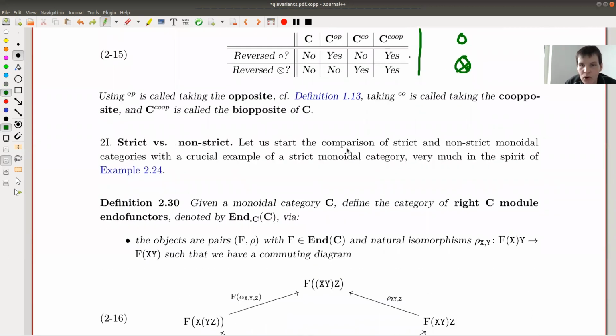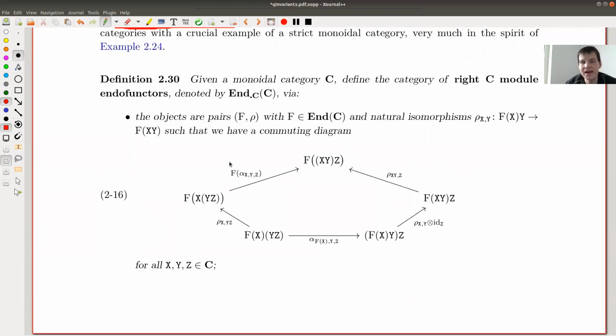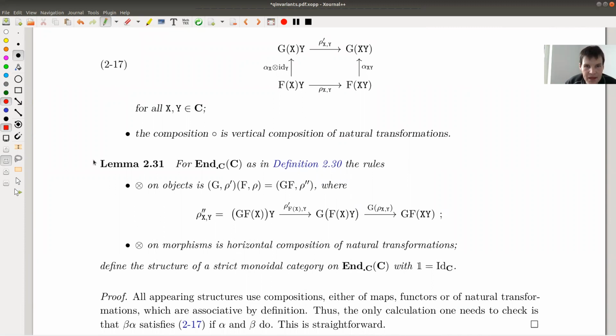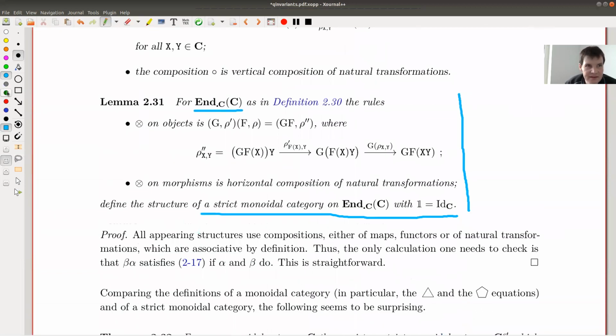Okay. The point which I want to wrap up now is I want to compare strict versus non-strict categories. And I'm doing this by defining a right modular category, the category of right modular endofunctors. Whatever that is, doesn't really matter so much. Here's the formal definition. In the end, the point is this category is a strict monoidal category. And this is the blueprint example, the prototypical example of a strict category.